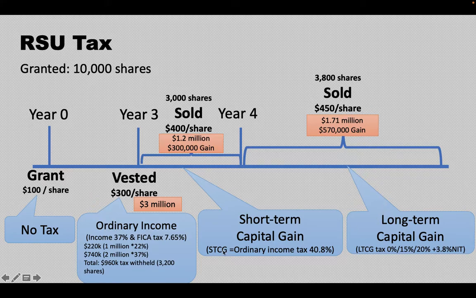So the beneficial thing for most people to do after you vest is to wait 1 year before selling your shares. You would enjoy a long-term capital gain, which is taxed at a lower rate. That's just a simple example to show you how a regular restricted stock unit is taxed. So that's about it.